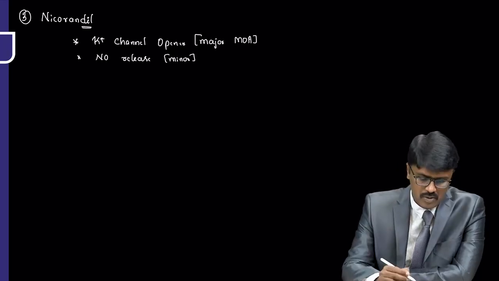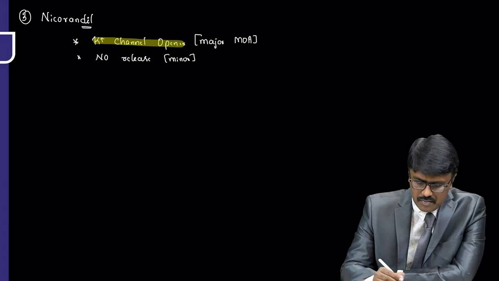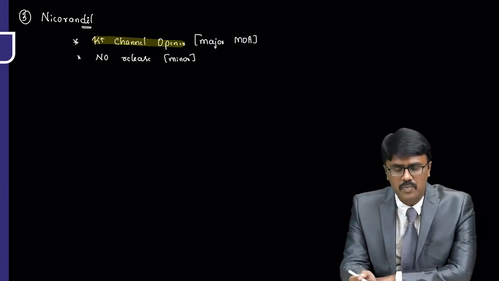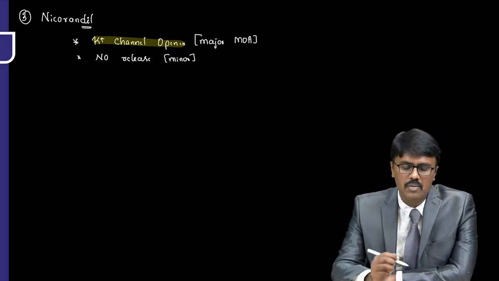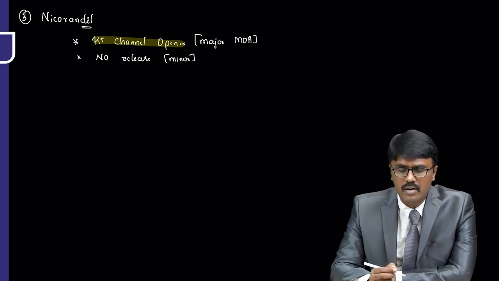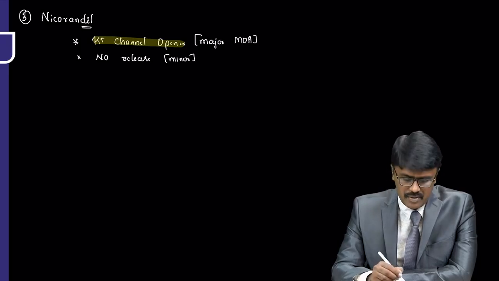Now most of your exam question is, what is the mechanism of action of nicorandil? It's a potassium channel opener. You may ask a question, how come potassium channel opening? If you open the potassium channel, how does it benefit?